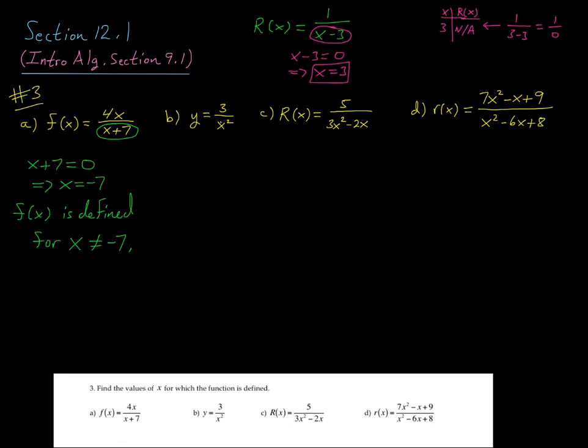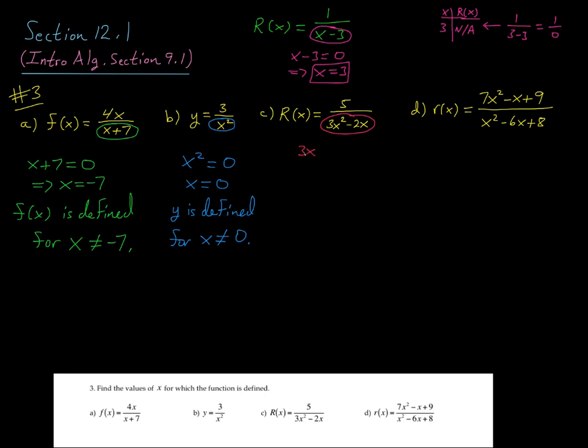Same kind of idea here. Our denominator is, in this case, x squared, and so we do not want this thing to be 0. If it were 0, then the resulting function would just not be defined. So if I set x squared equal to 0 here, well, the only way that this thing is 0 is if x itself is 0. So that's saying that the function is defined for all other x's, for x not 0. Okay, cool.